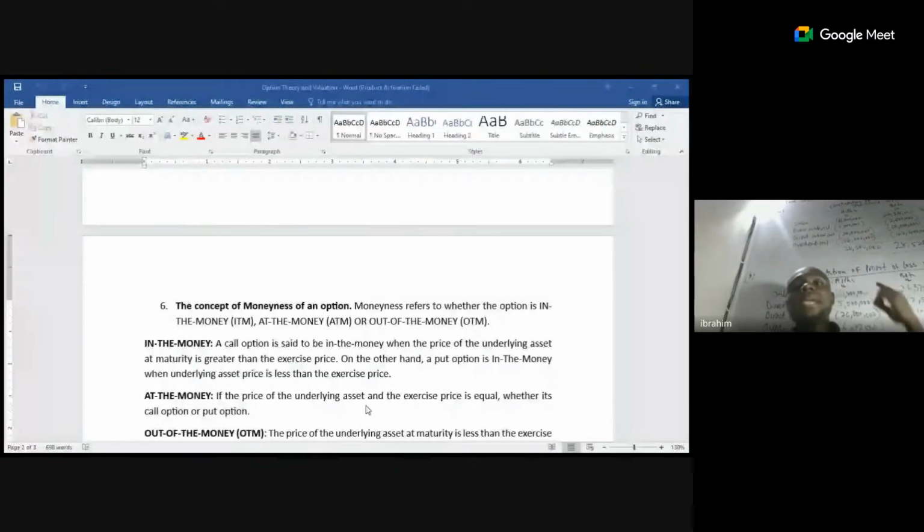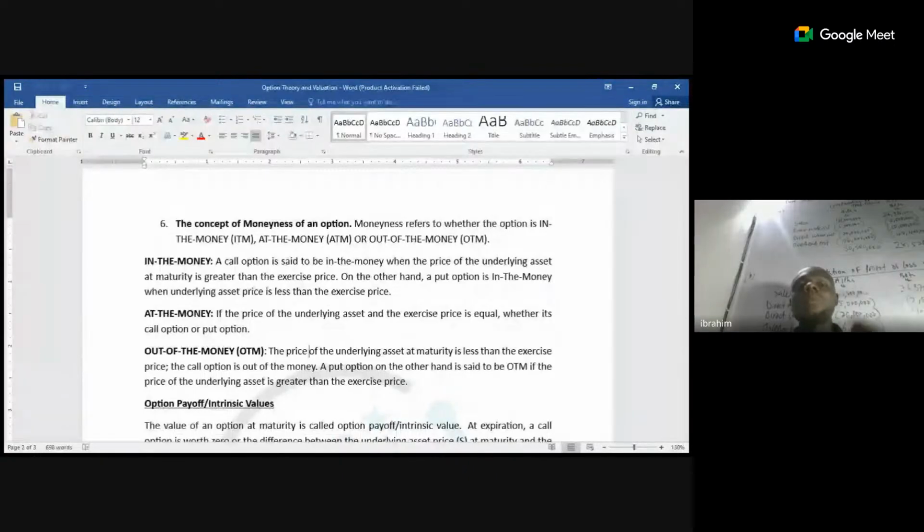But when you make a loss in the stock market, in the option market, you can say Mr. Peter is out of the money. And how does it work? The price of an underlying asset at maturity is less than the exercise price. The call option is out of the money.